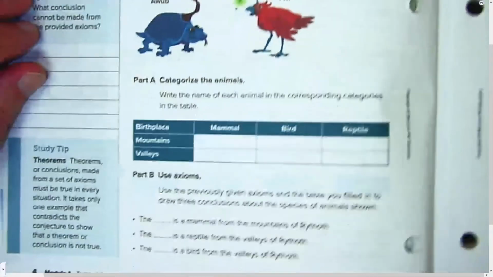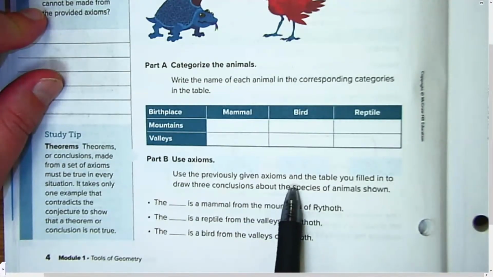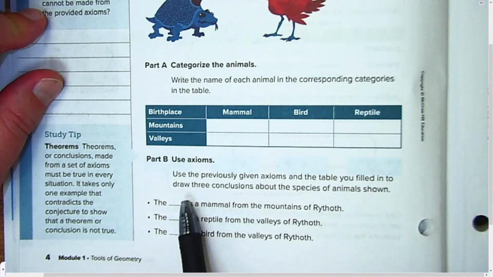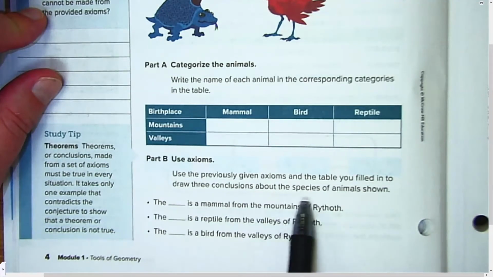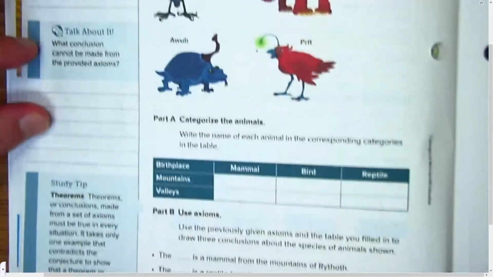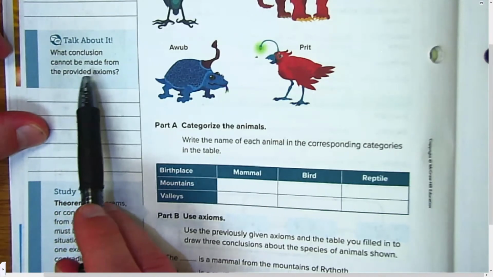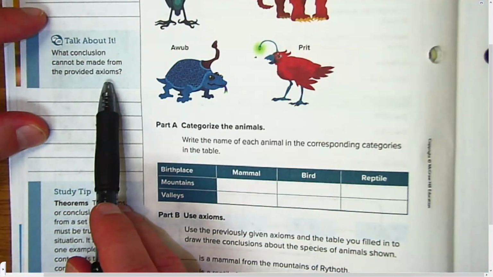Part B, use axioms. Use the previously given axioms and the table you filled in to draw 3 conclusions about the species of animals shown. The blank is a mammal from the mountains of Rythoth. The blank is a reptile from the valleys of Rythoth. The blank is a bird from the valleys of Rythoth. Talk about it. What conclusions cannot be made from the provided axioms?